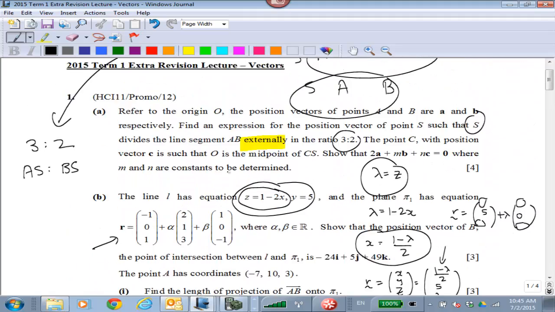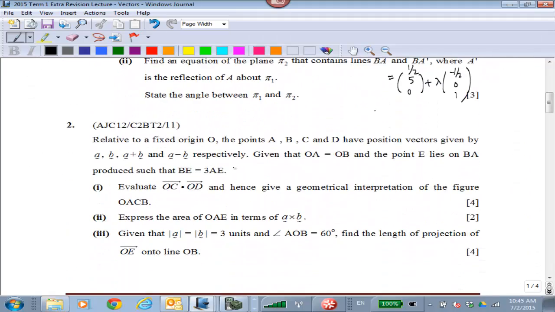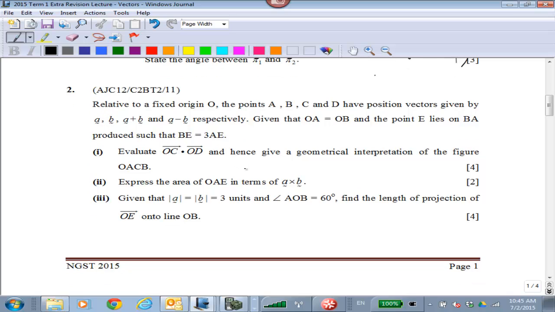And very nice, I have only done question 1. Very good. Good job. Okay, ready for 2? Let's see what 2 has.